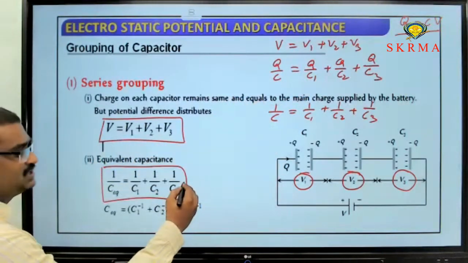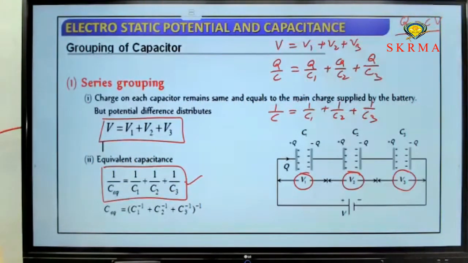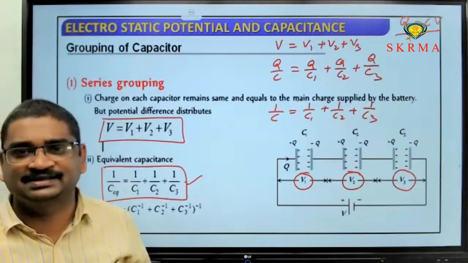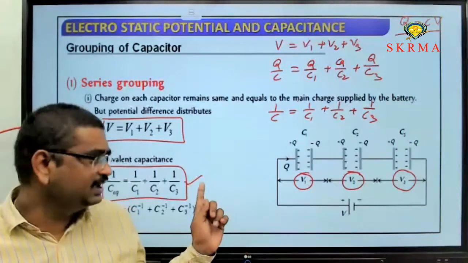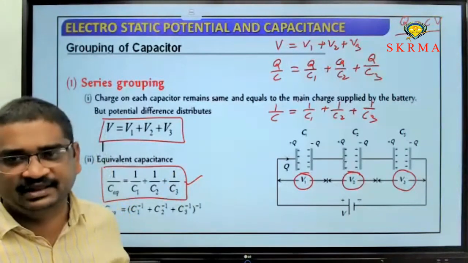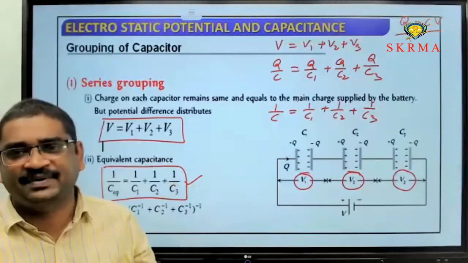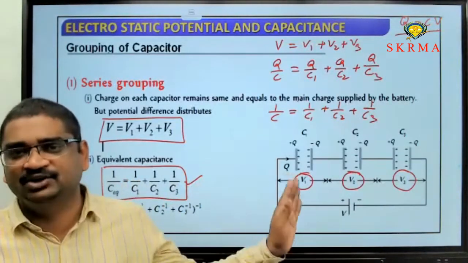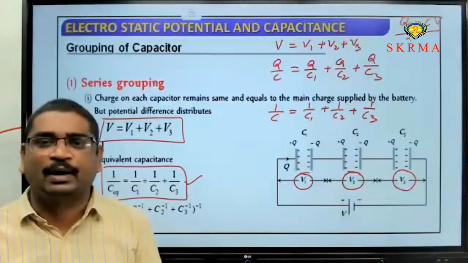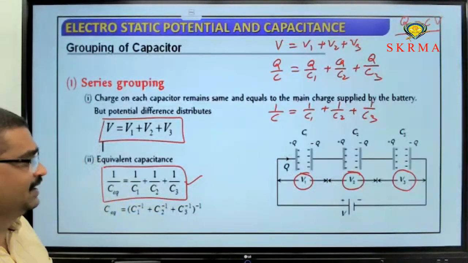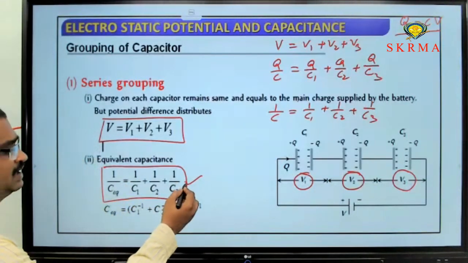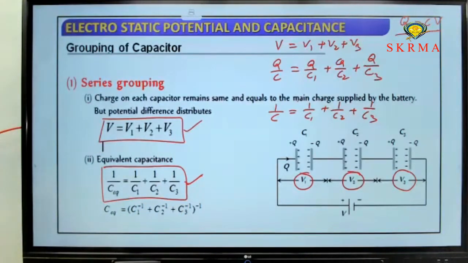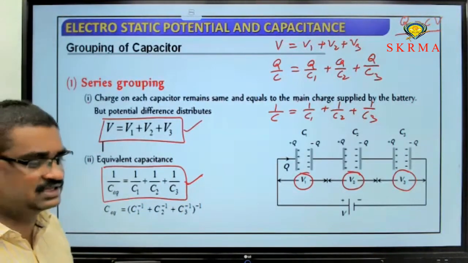So the equivalent capacitance formula in series connection is 1 by C equivalent equal to 1 by C1 plus 1 by C2 plus 1 by C3 if three capacitors are there. If n capacitors are there, then 1 by C equals 1 by C1 plus 1 by C2 plus 1 by C3 and so on up to 1 by Cn. That is the equivalent capacitance in series combination. Is this clear? Can I go to the next one?